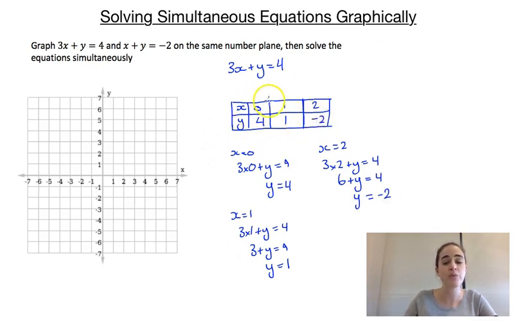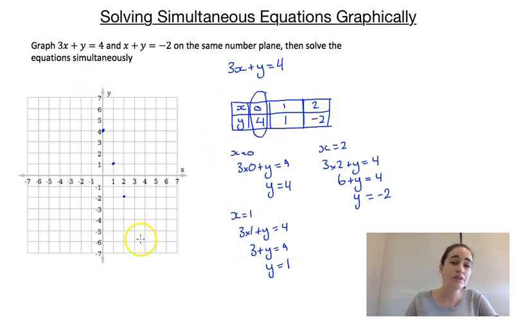Now we need to plot these points on a number plane. So our first point is this one here. The coordinates are 0, 4. So an x coordinate of 0, y coordinate of 4 would be up here. Now we've got the coordinates 1, 1, so we go across 1, up 1, just here. And then we've got the coordinates 2, minus 2. So 2, minus 2 would be down here.